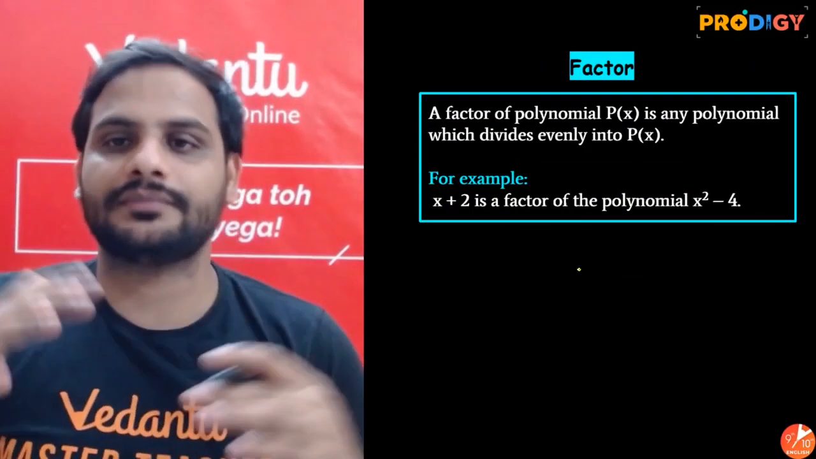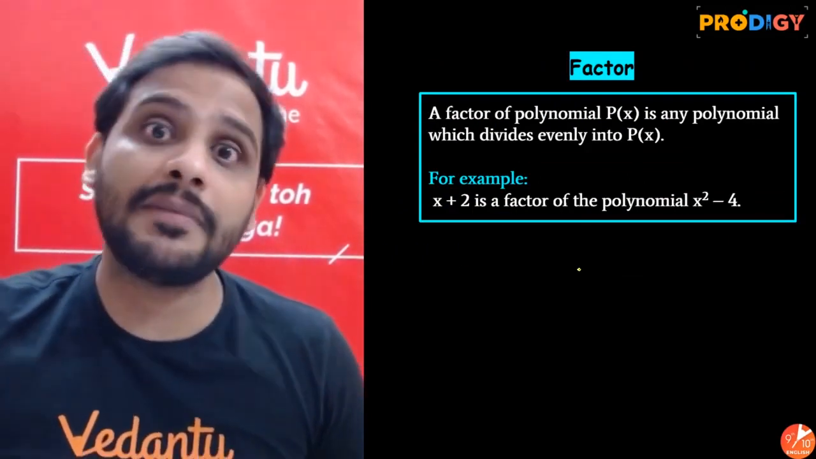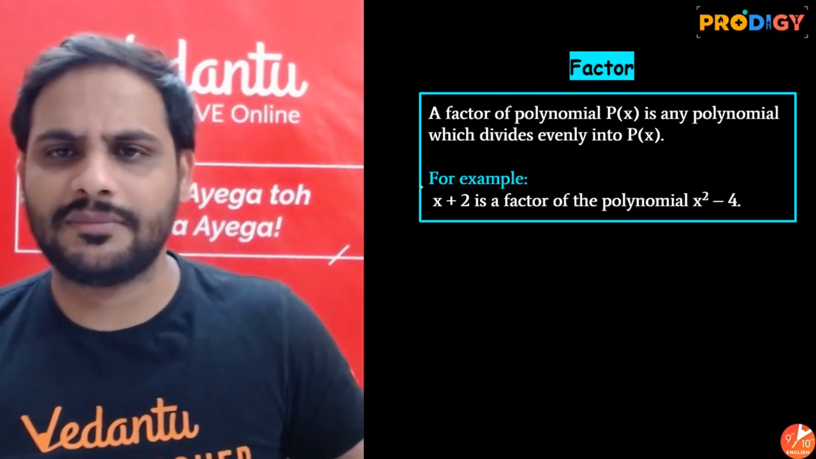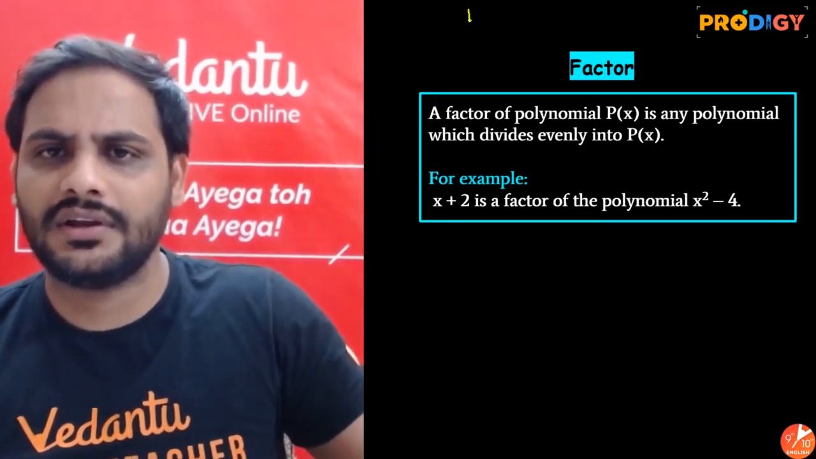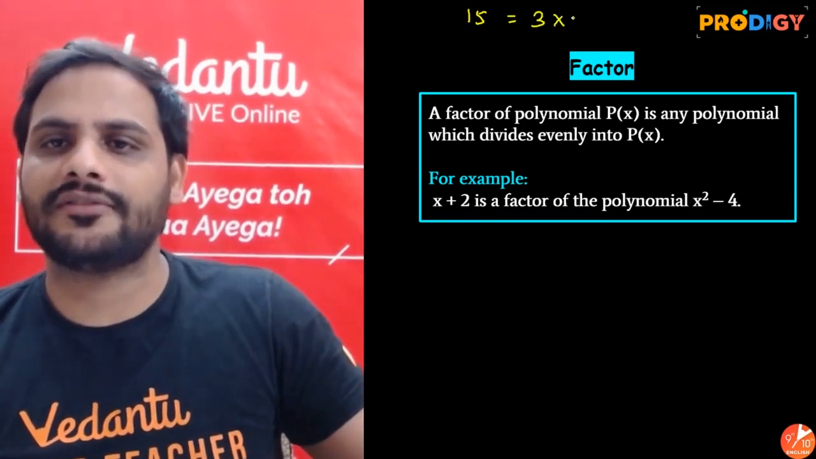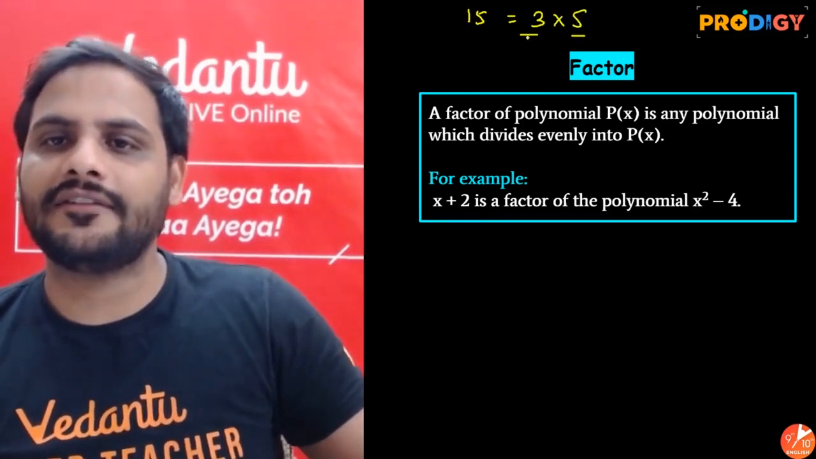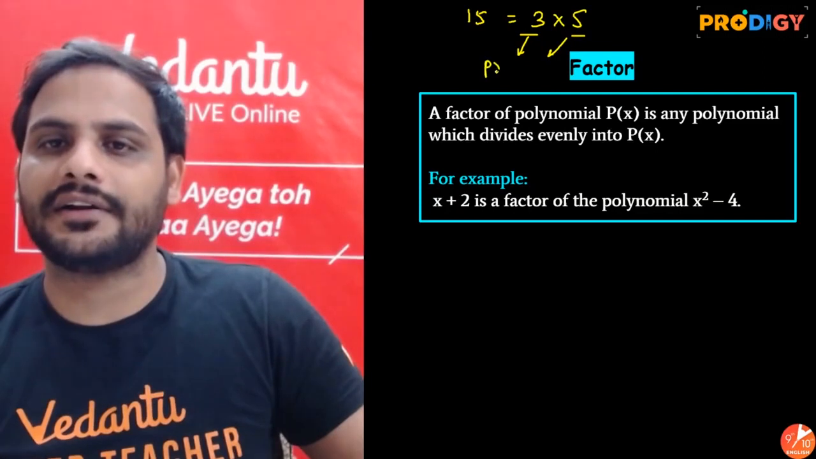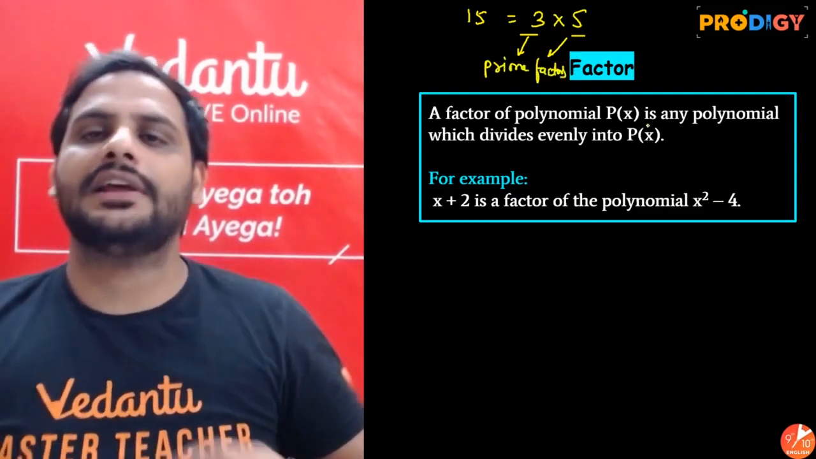So factors. What do I mean by factors? Simple meaning, beta. Suppose I talk about a number, so we'll say 15 is nothing but 3 into 5. So 3 and 5, they are its prime factors.